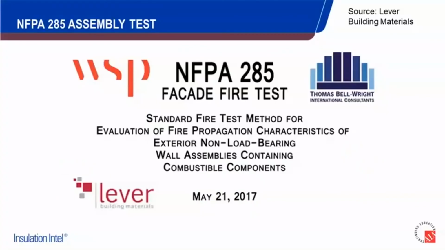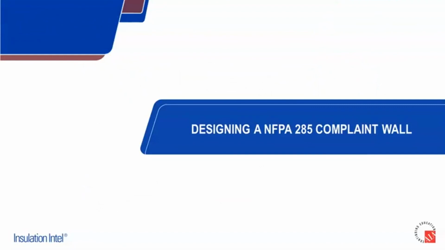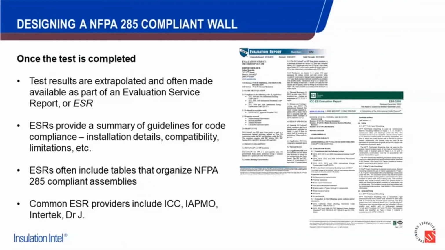Okay, hopefully that came over relatively well and gave you an idea of what that looks like. So with that said, say we burned a wall and it passed. What does that look like on our end, on the user's end? How do we make that information available and communicate it to the design community?